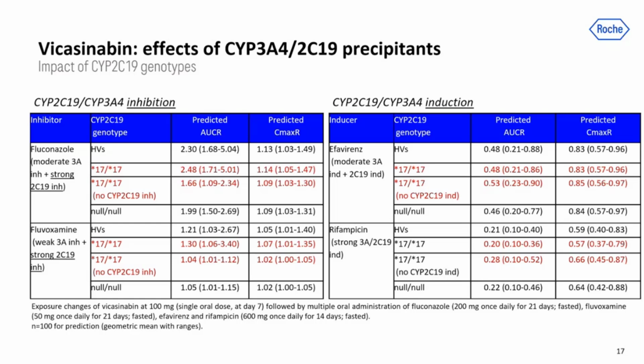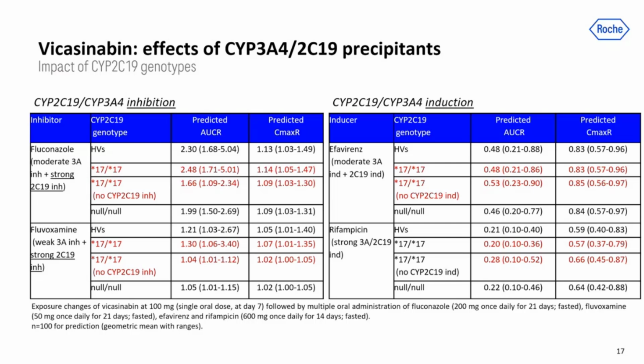we see the impact of rifampicin. Again, we picked up the star 17 population. So you see the AUC ratio for vicasinabin with co-dosing rifampicin is predicted at 0.2-fold. However, if we switch off the CYP2C19 induction effect function from the rifampicin model, then the AUC ratio is a little bit increased, 0.28. Again, the CYP2C19 impact is somehow negligible in the clinical setting, considering variability.